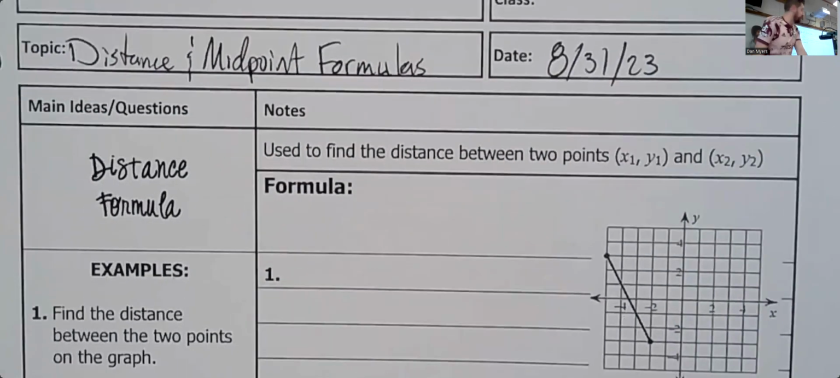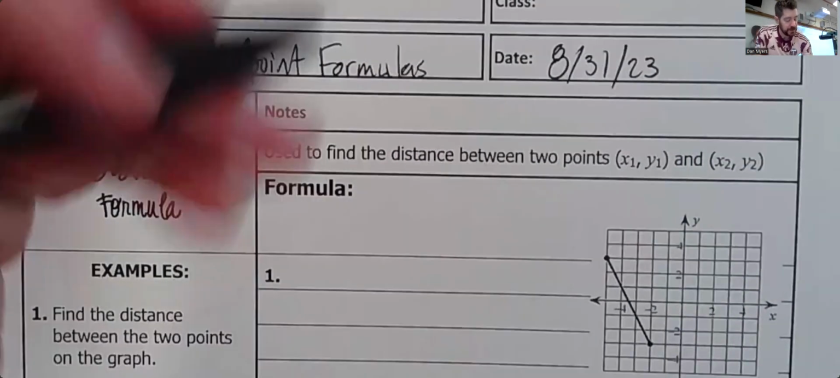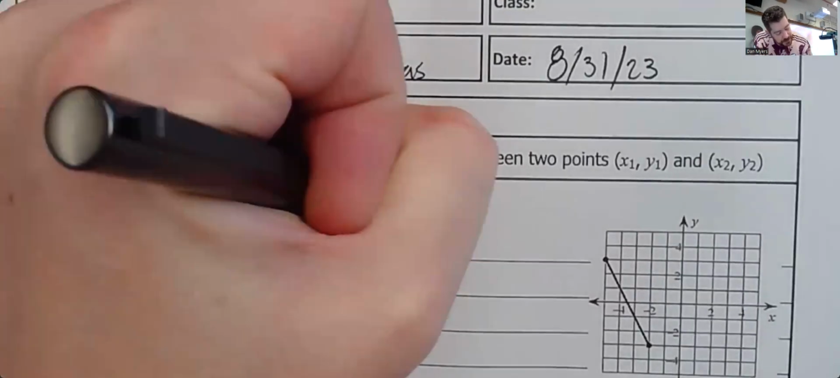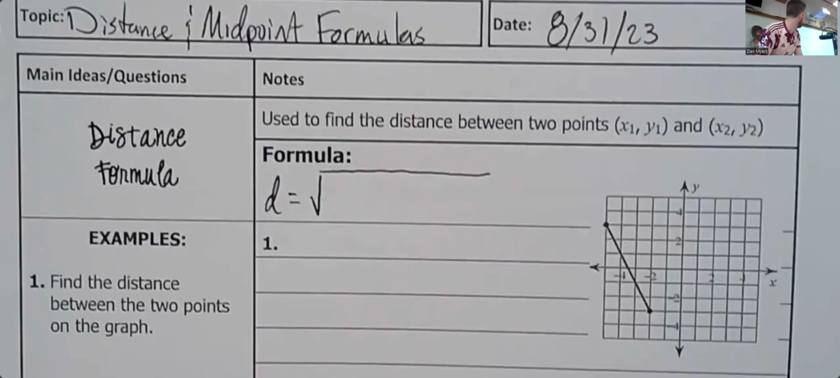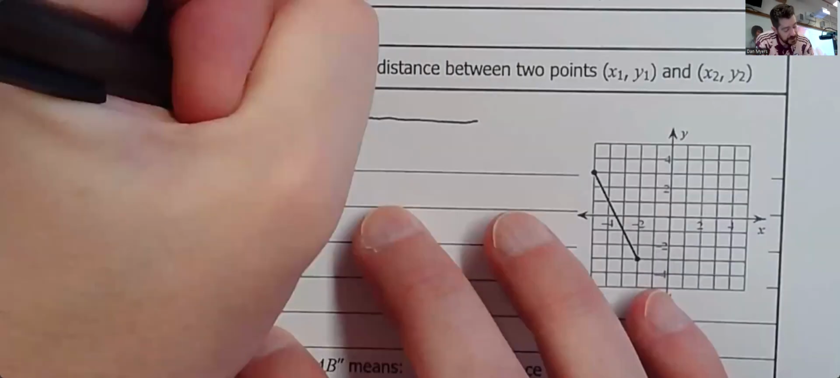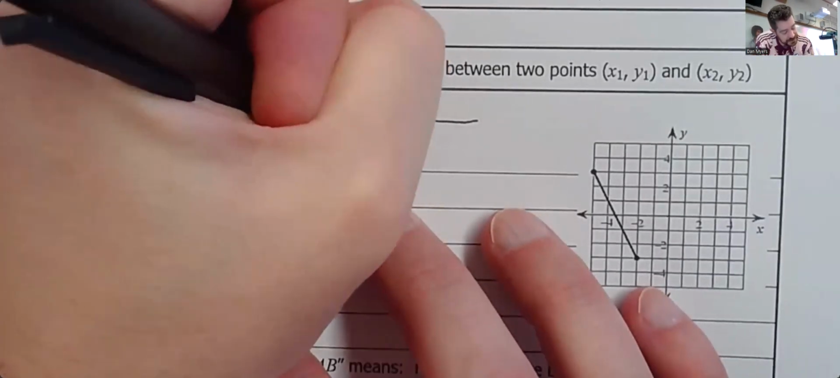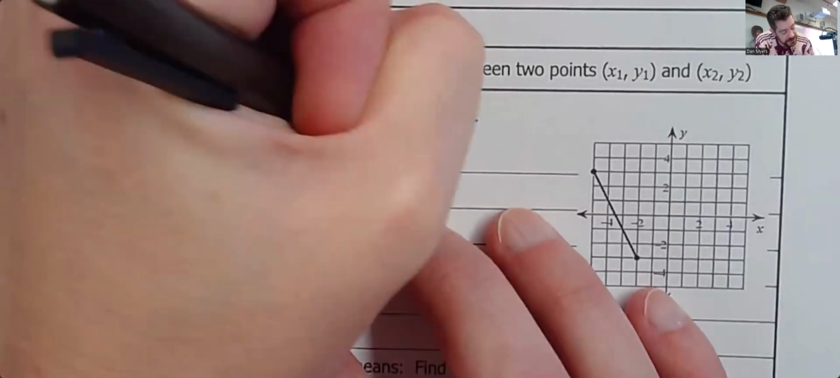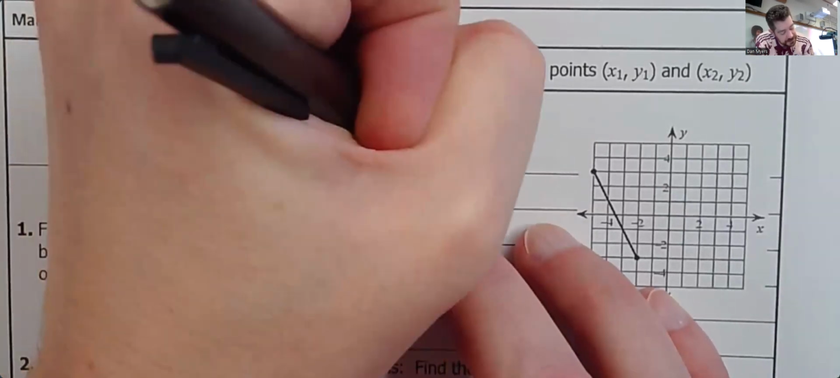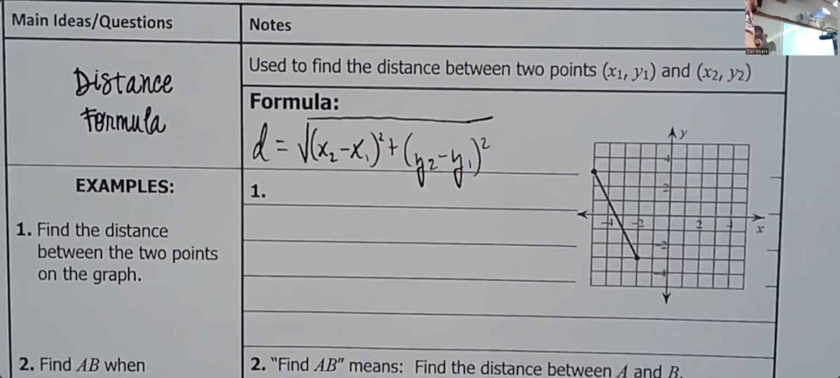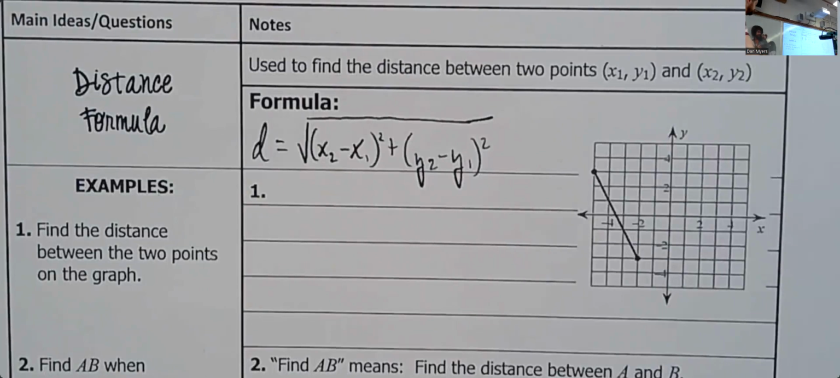Okay, so the formula, we already wrote this down. Let's write it down again. We're going to say d for distance equals, here we go, big, long square root symbol. And we've got x2 minus x1, and that gets squared, plus y2 minus y1, and that gets squared. And that all happens underneath the square root.